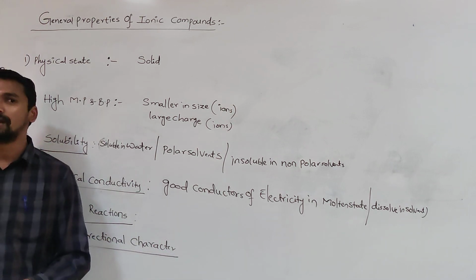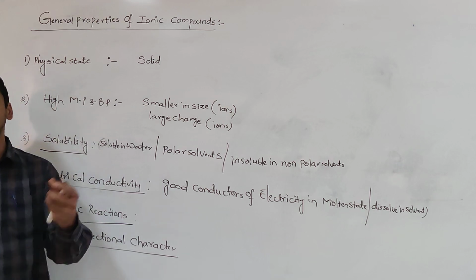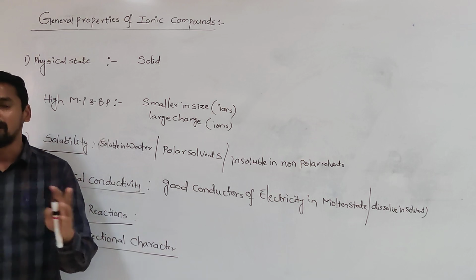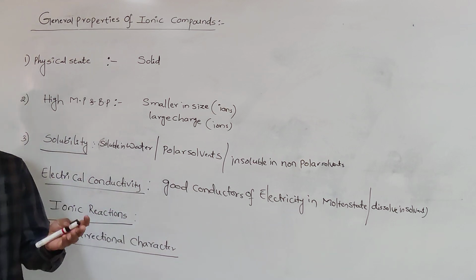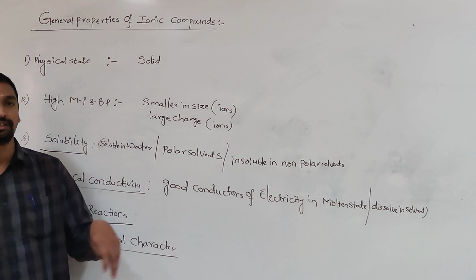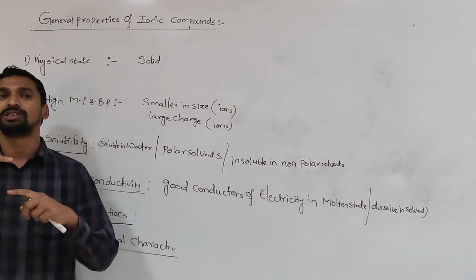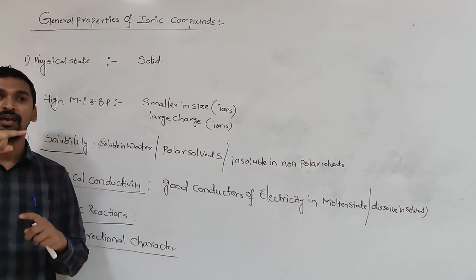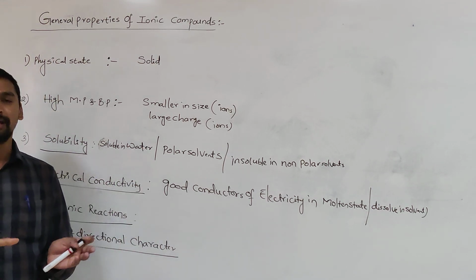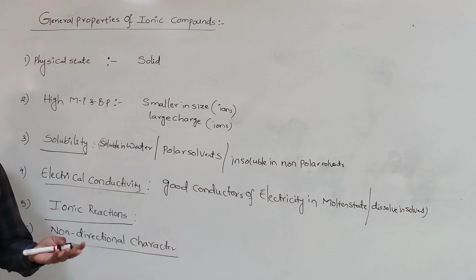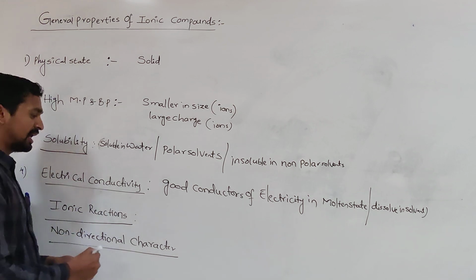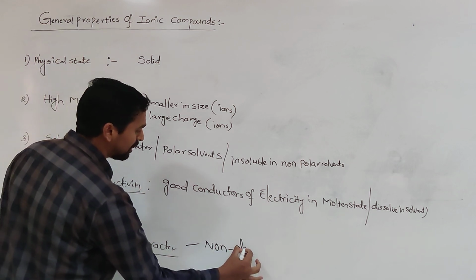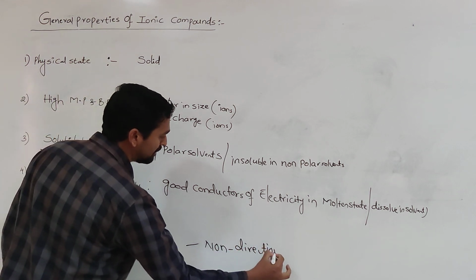Because when we see, covalent compounds exist as discrete molecules. But in ionic compounds, independent molecules do not exist. So the positive and negative ions will be arranged in three-dimensional space. Each positive ion is surrounded by negative ions, and negative ions are surrounded by positive ions uniformly. Therefore, their electric field is non-directional. That's why the ionic bond is also said to be a non-directional bond.